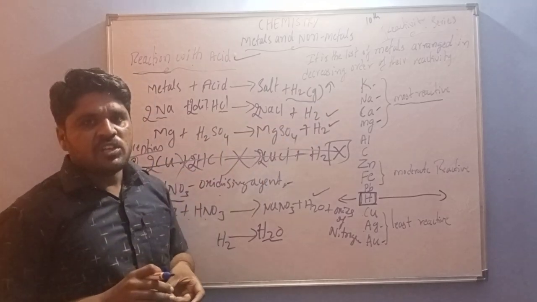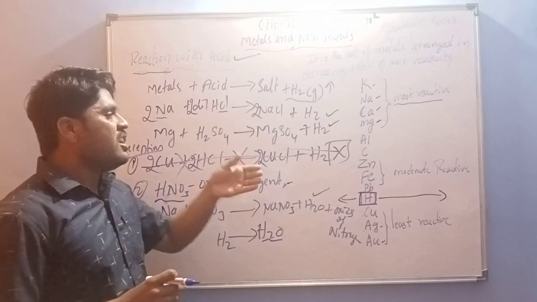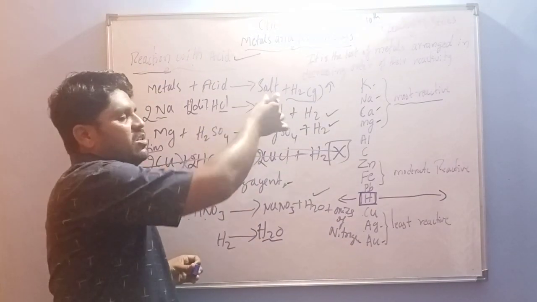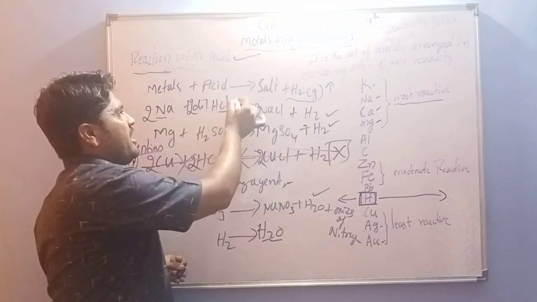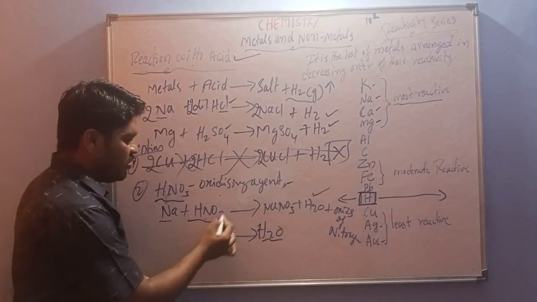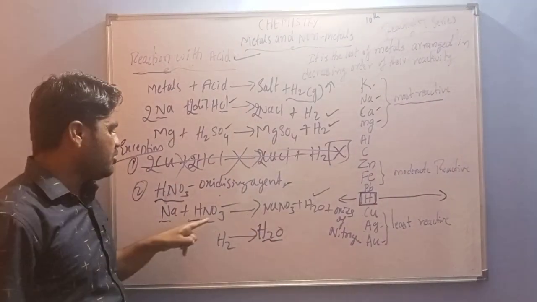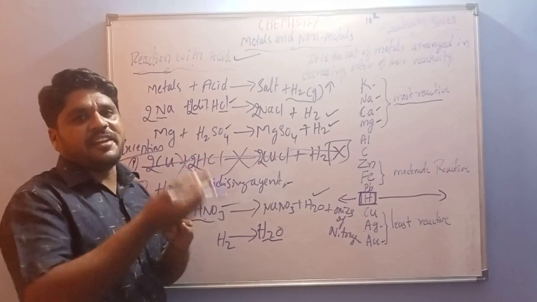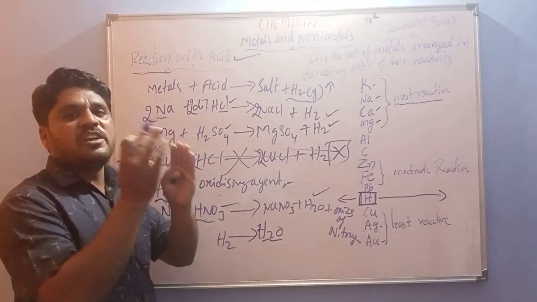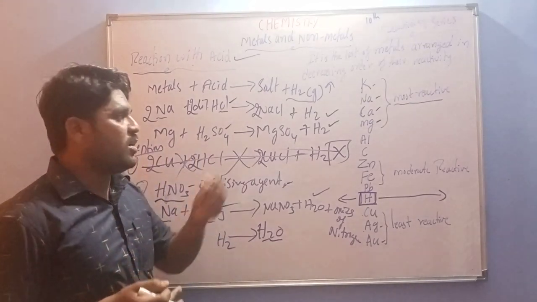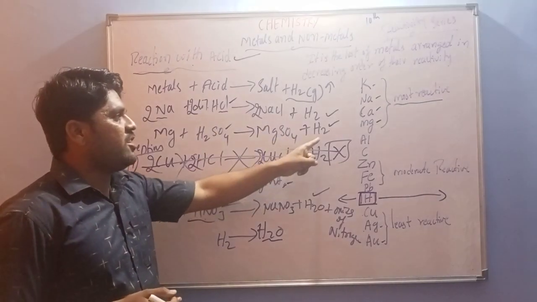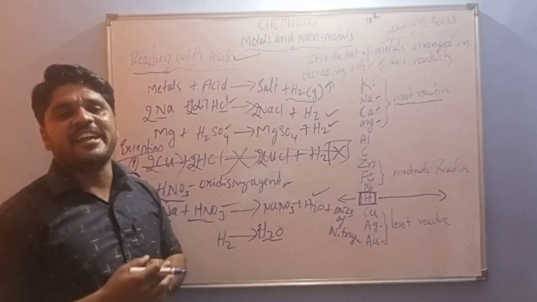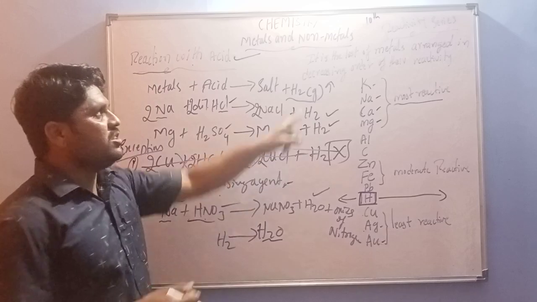So there is one activity. You have to take some metals and put them into individual test tubes, and add some acids like HCl and H2SO4. Don't take HNO3. We know why we should not take HNO3. Bubbles are created. We have to imagine that those bubbles are hydrogen gas, created inside the test tubes. So this is today's class.